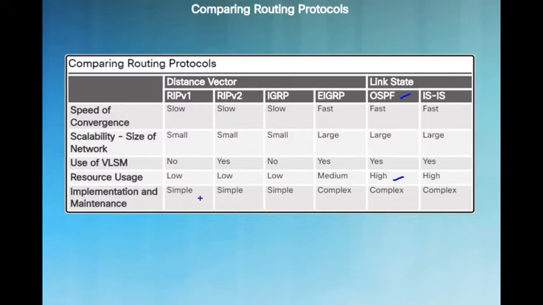Implementation and maintenance: RIP v2, very simple. EIGRP and OSPF, again, this is where they come into play in terms of disadvantages, because they require an additional level of knowledge for a network administrator to implement and maintain. Unlike RIP v2, that's pretty straightforward, easy to implement and easy to maintain, right? So this one right here.